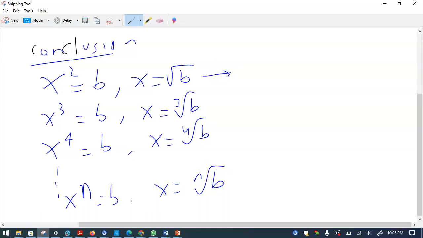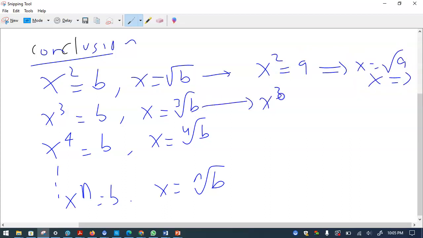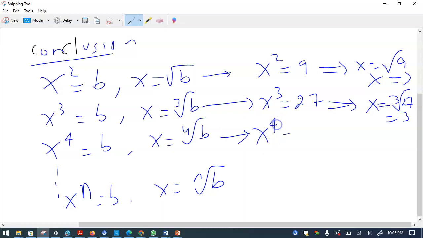Just an example: if x squared is 9, then x is the square root of 9, which is 3. If x cubed is 27, then x is the cube root of 27, which is 3. If x raised to 4 is 16, then x is the fourth root of 16. It means what number multiplies itself 4 times to get 16, and the answer is 2. This is how you figure it out. And one more last one: what if x raised to 5 is 343?